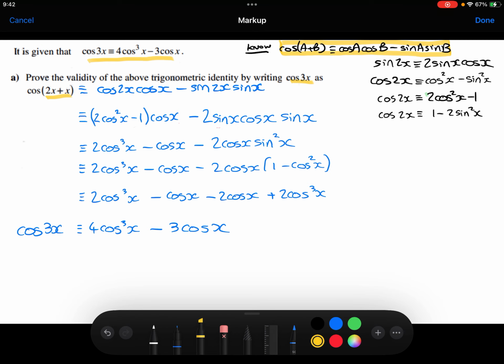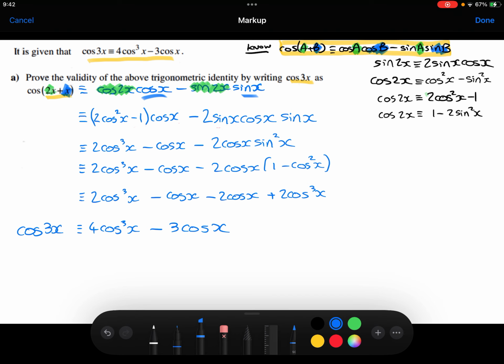and we're going to have the 2x as the A part. So we're going to have 2x here and here. So that's why we've got the cos 2x at the front here and the sine 2x over here. Then the x is going to be the B part of this. So that's why we've got the cos x there, and the sine x there.